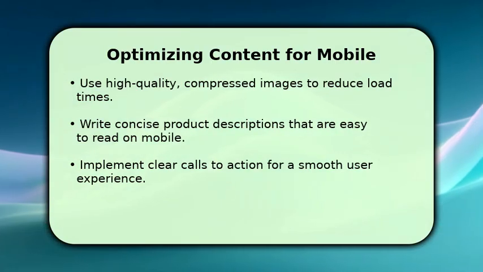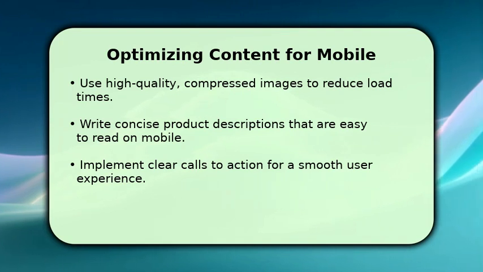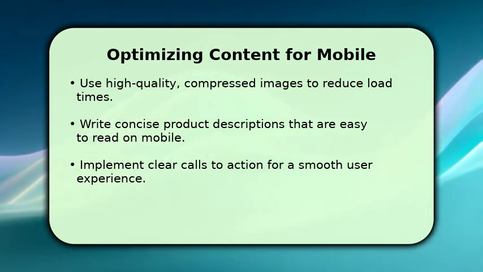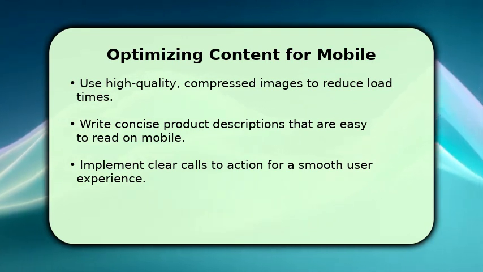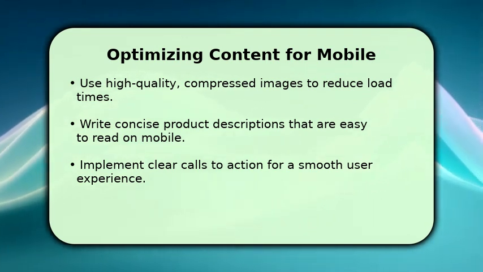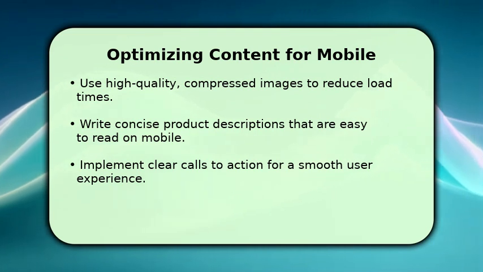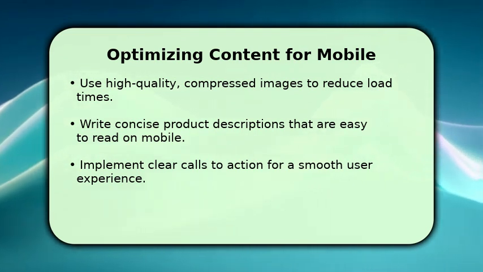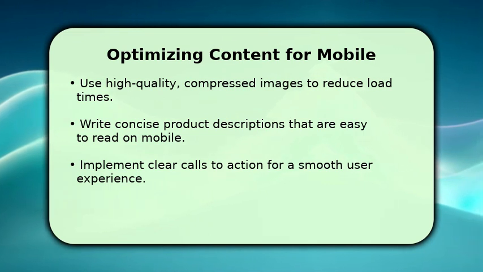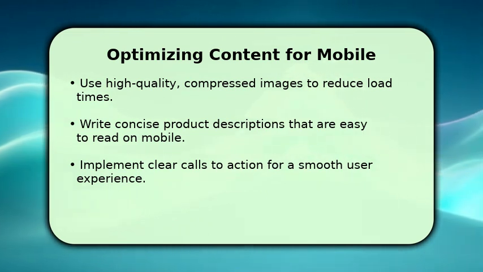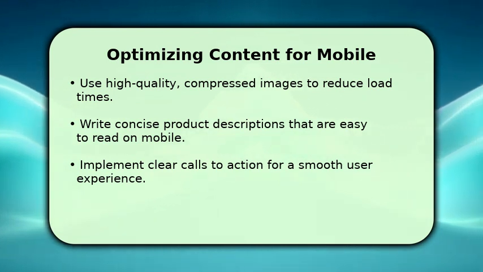Content optimization is key for mobile shoppers. Always use high-quality images, but ensure they are compressed to load quickly, ideally under 100 kilobytes each. Keep your product descriptions concise and to the point, making them easy to scan on smaller screens. Implement clear calls to action, like add to cart or buy now, that are prominently displayed and easy to tap. This ensures a smooth and efficient shopping journey.